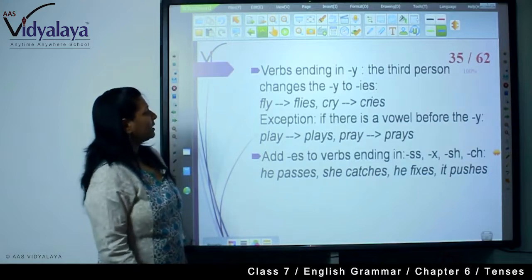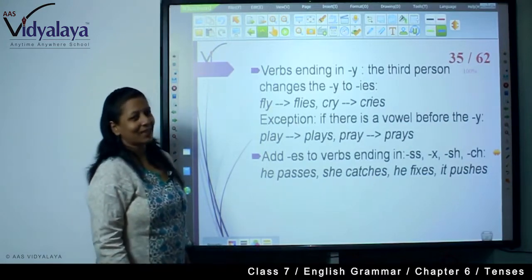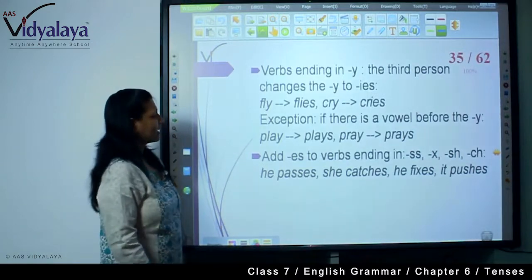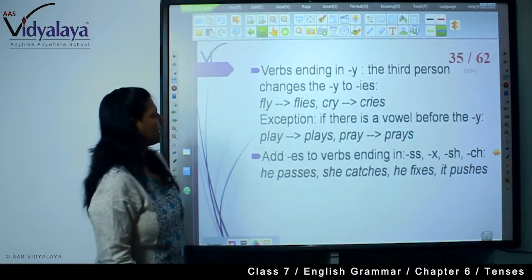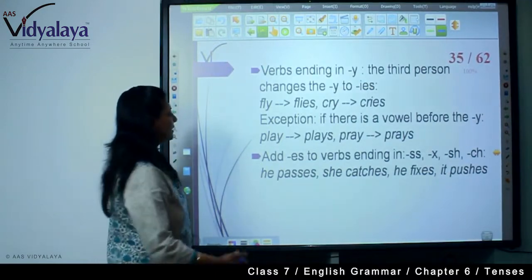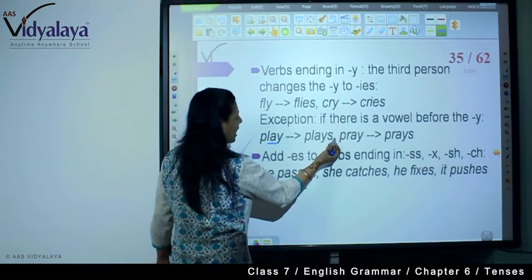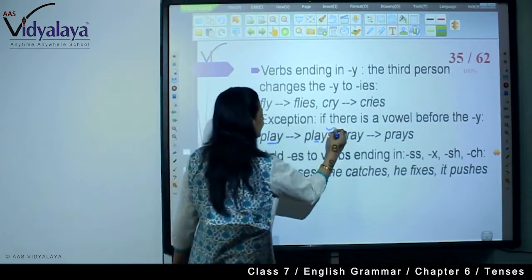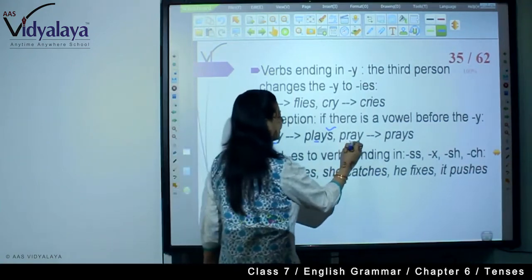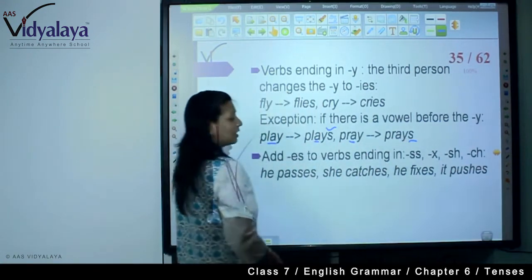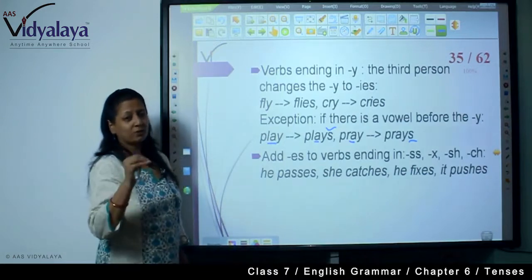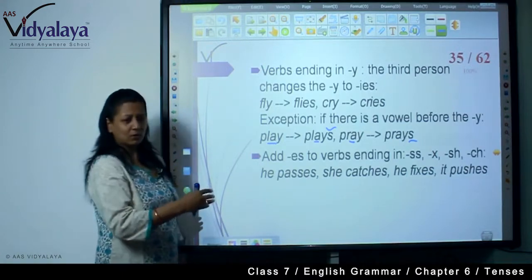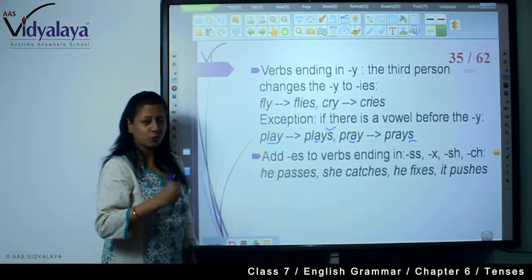Verbs ending in Y: in the third person, change the Y to IES. Fly, flies, cry, cries. Now, there is always an exception. If there is a vowel before the Y, then we don't use IES. See, there is a vowel, A is there, so we have simply added S. Now, here again, A is here, so we have simply added S. These lists of words are there in the grammar book. Please go through it and understand what to do and where to write what.